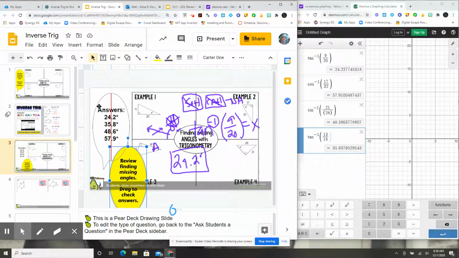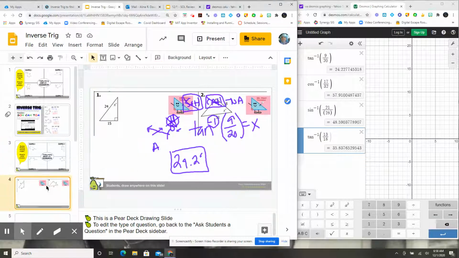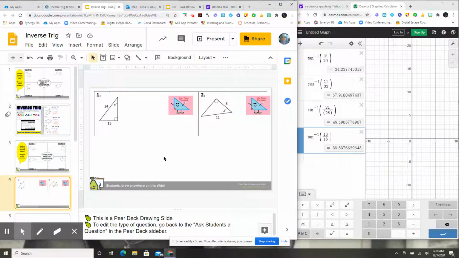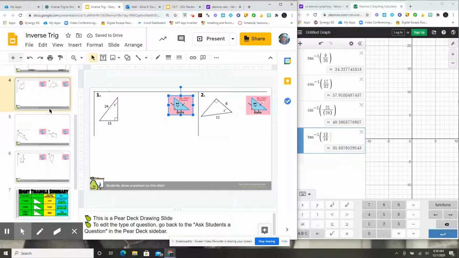Okay. What I want to see is your work on the Pear Deck. Just having the answers is not going to be enough. So as you go through the rest of this, you've got 2 questions on slide 4. You've got the answers underneath the cute little right triangle, guys. So please do your work and then go check it.